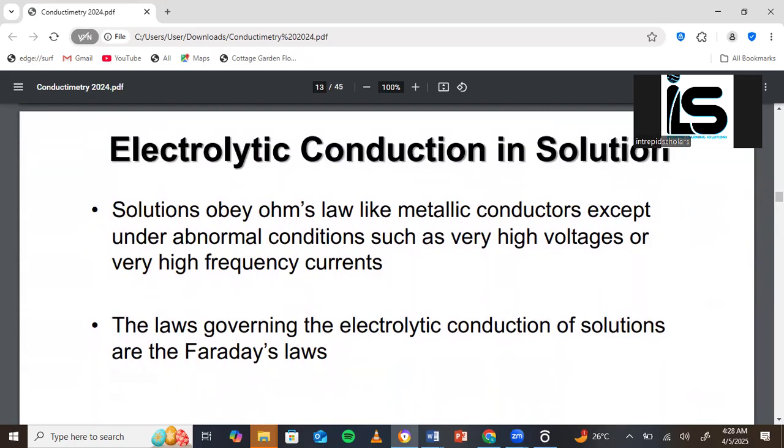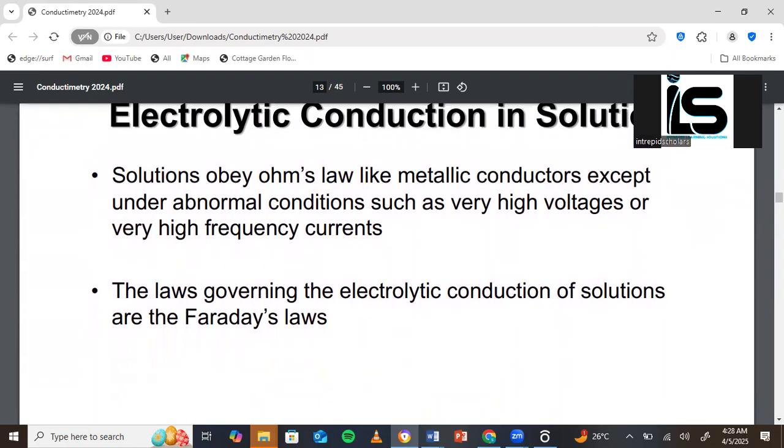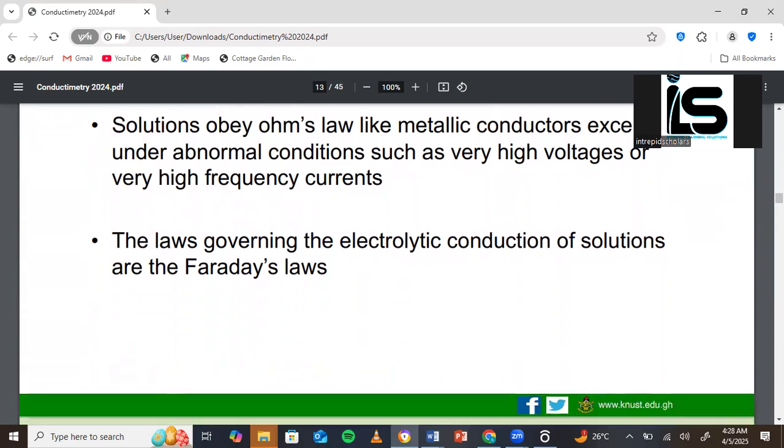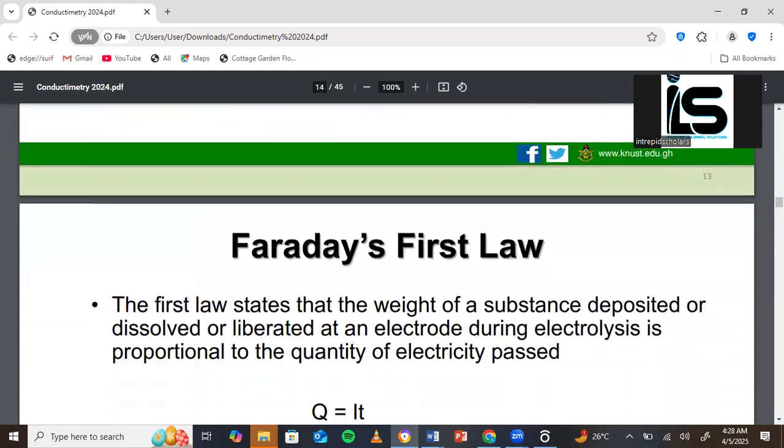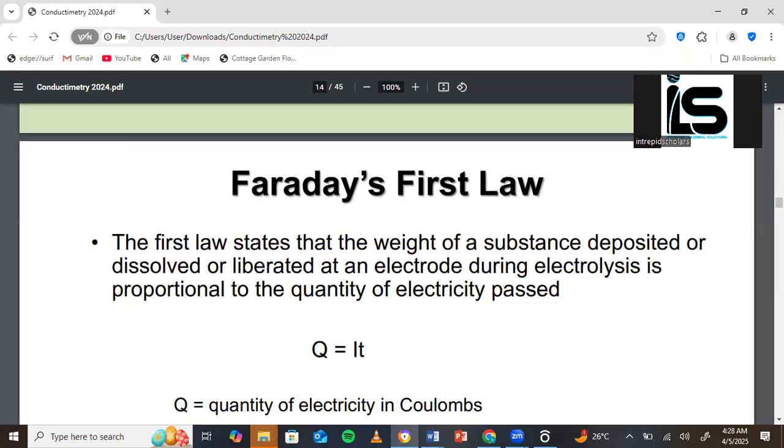Now, electrolytic conduction in solution. Solutions obey Ohm's law like metals, except under abnormal conditions such as very high voltage or very high frequency currents. The laws governing the electrolytic conduction of solutions are called the Faraday laws. Now, Faraday's first law. Faraday gives us two laws. We'll talk about the laws and how we can apply them in our discussion.